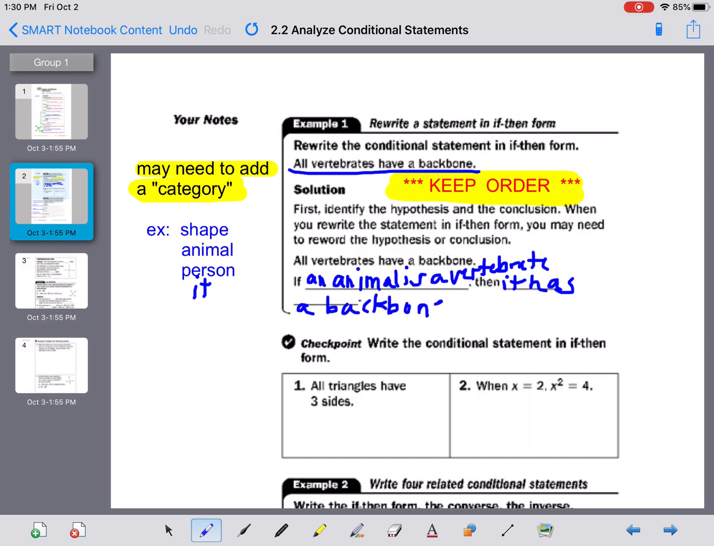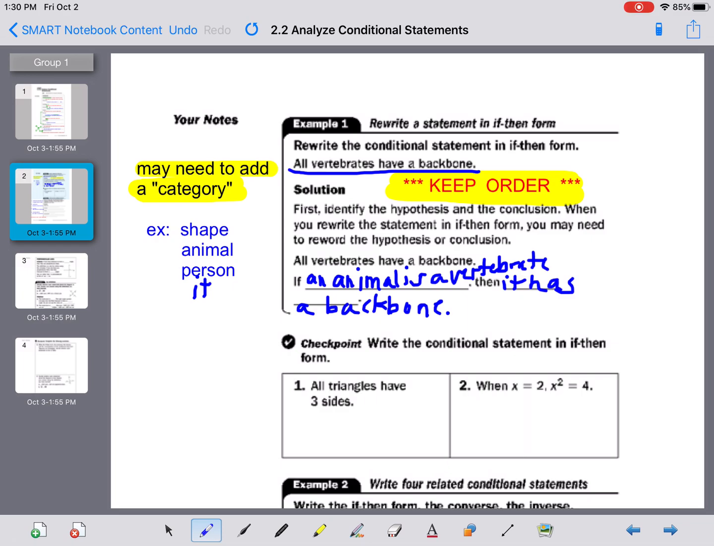Okay, so I kept the order of the information they gave me, and I turned it into an if-then form. Okay, this is my conditional statement, my if-then. Okay, will all of our if-thens look identical? No, but the order of the information should stay identical in everybody's.